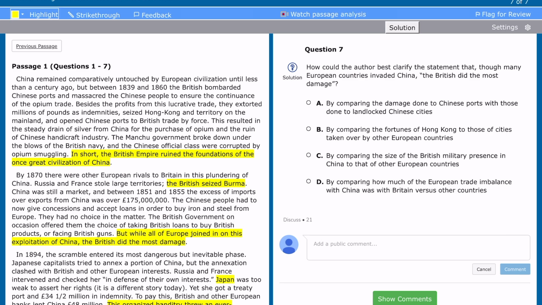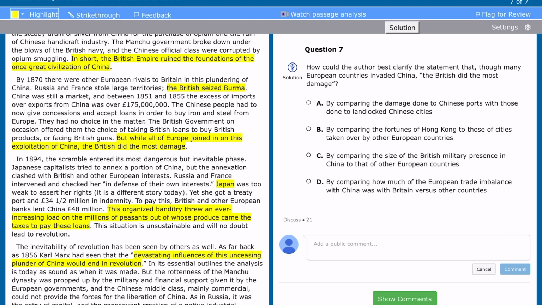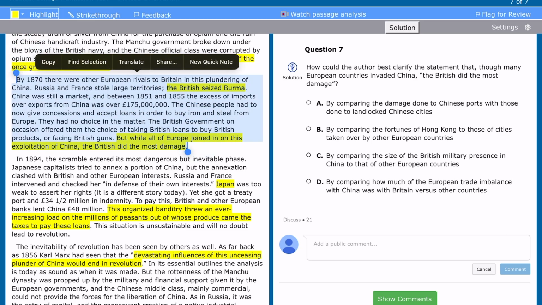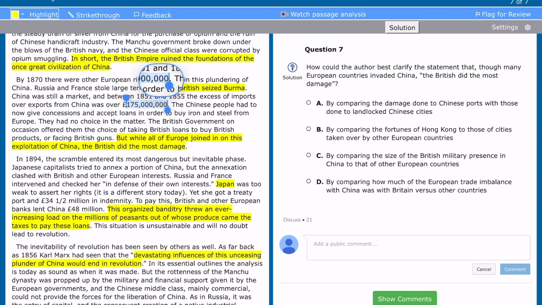So reading paragraph 1, it talks about how the British were using their military to defeat the Chinese military and then take over the ports. Paragraph 2 is talking about numbers, which is good. The British seized Burma, China was still a market, and between 1851 and 1855, again, this paragraph is the first time they mention other European rivals. Between 1851 and 1855, the excess of imports over exports from China was over 175 million pounds.